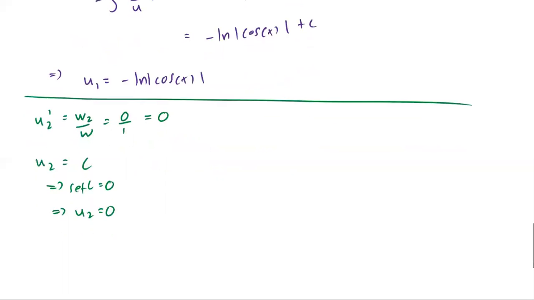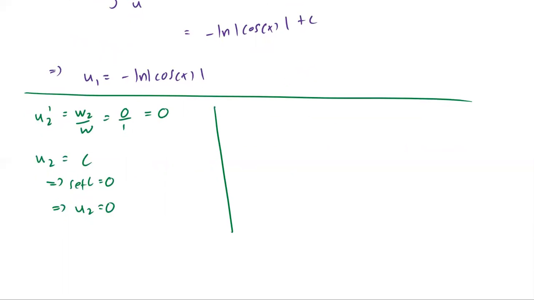Similarly, do the same work for u3 prime. u3 prime equals w3 over w, which is 0 over 1, which is 0. Do the same choice, integrate, same choice of constant, you get u3 equals 0. Okay.